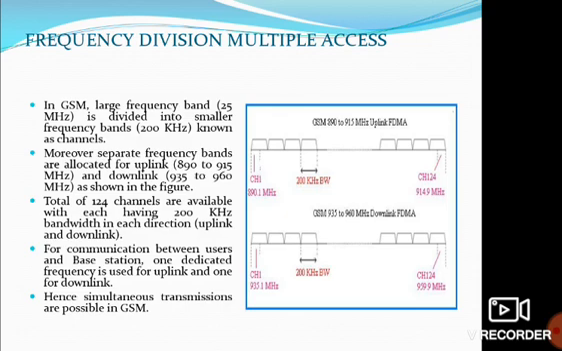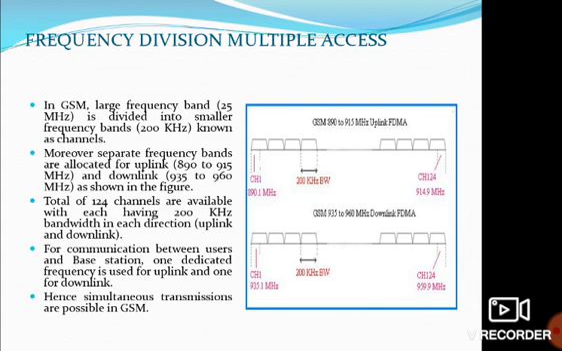In GSM, a large frequency band of 25 MHz is divided into smaller frequency bands of 200 kHz, which are known as channels. As we can see in this diagram, here we have bandwidth from 890.1 MHz to 914.9 MHz, and there are overall 124 channels, and each channel has a bandwidth of 200 kHz, as we can see in the diagram for uplink FDMA.